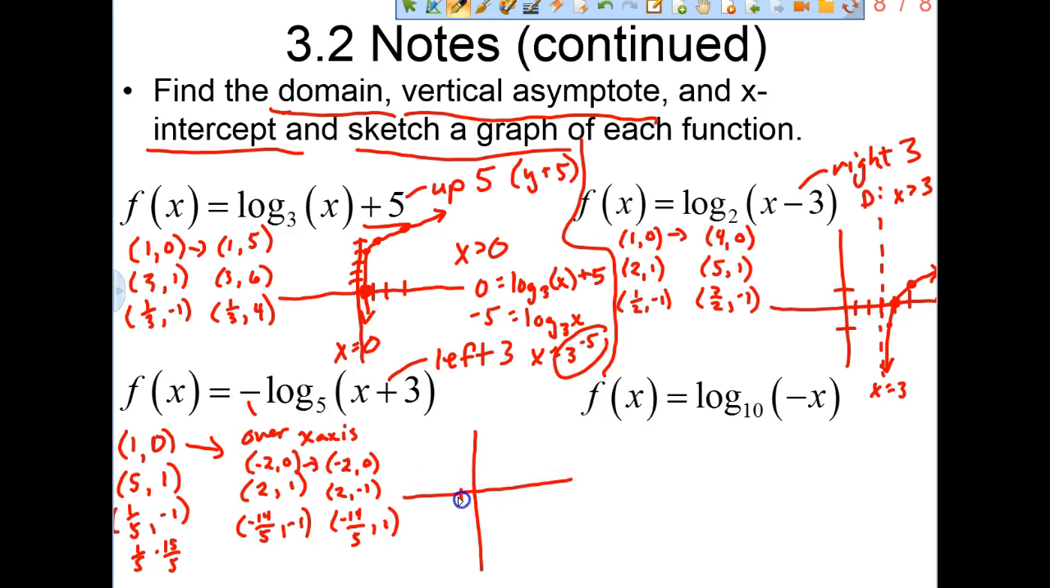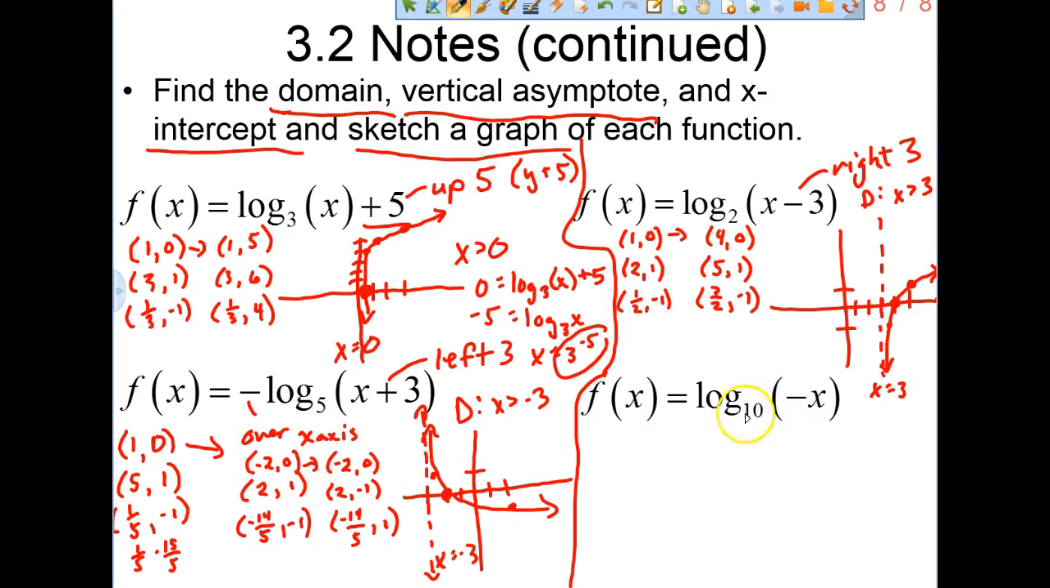So negative 2, 0. 2, negative 1. And negative 14/5, positive 1 would be up here. Remember, negative 14/5 is negative 2 4/5, so that'd be right here. So now we have this function that looks like this. Remember, it was reflected. And then our asymptote got shifted to the left 3. So we have x equals negative 3. And remember, that means our domain is x is greater than negative 3. All right. And then the last one here.